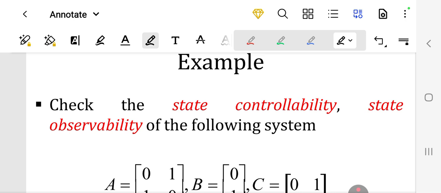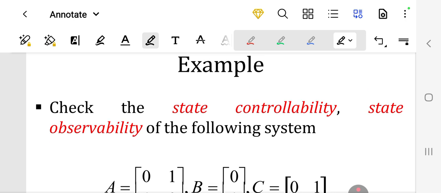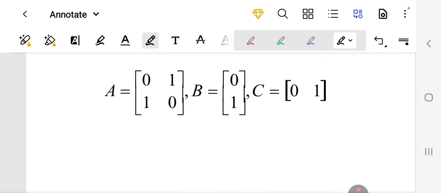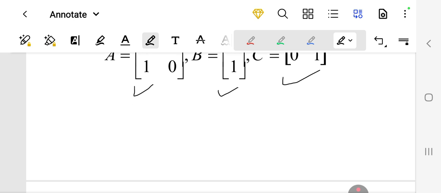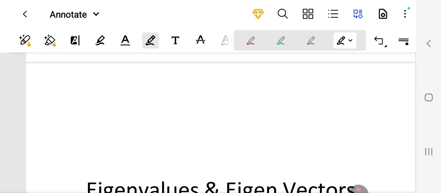Another example for your practice: check the state controllability and the state observability of the following system. We are given the matrix A, matrix B, and matrix C. We have to check the state controllability and the state observability.